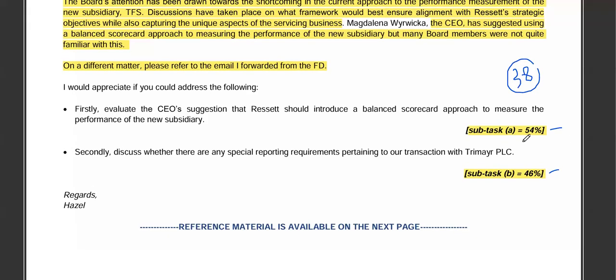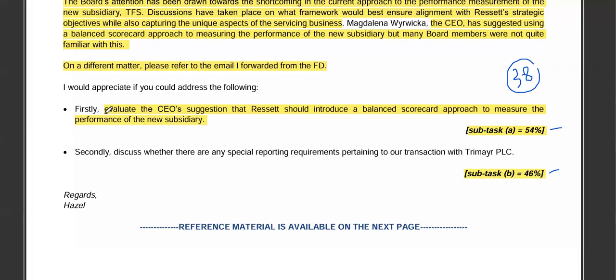All right, so let's focus on subtask A, which is the P2 related task. Evaluate the CEO's suggestion that Ressett should introduce a balanced scorecard approach to measure the performance of the new subsidiary. Now, the examiner sometimes makes your life very easy by stating, discuss the advantages and disadvantages, or discuss the benefits and limitations. But sometimes it's about an evaluation.